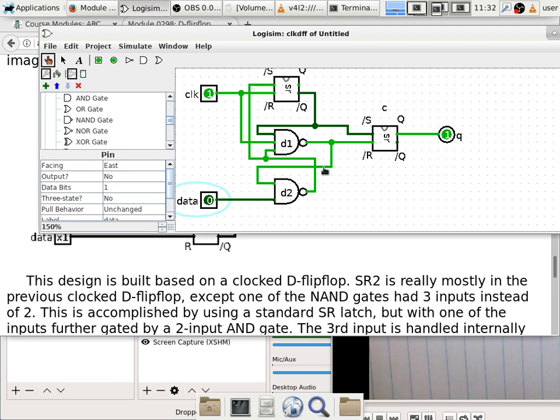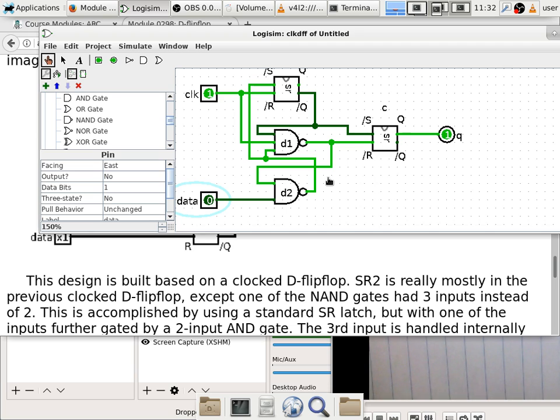But all the rest, the other nodes remain unchanged. That's how it works. It's called edge sensitive. When the clock line, CLK, transitions from 0 to 1, at that very moment, the output of the SR latch C is going to update according to data. Are we kind of doing okay?